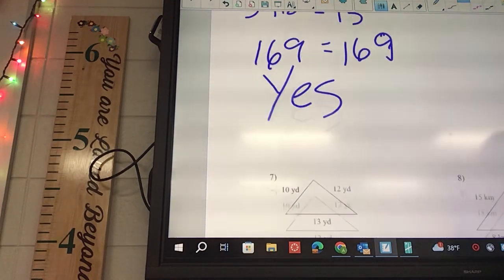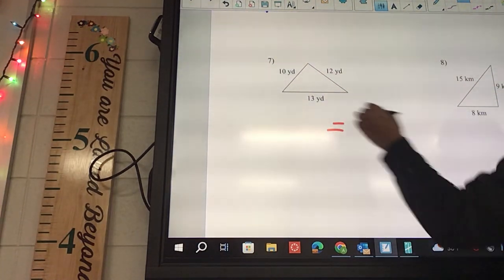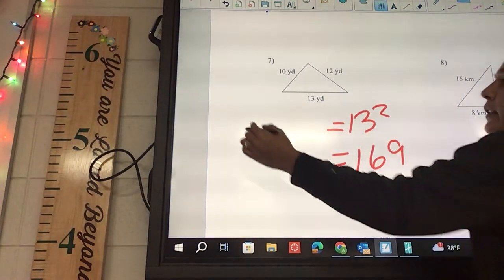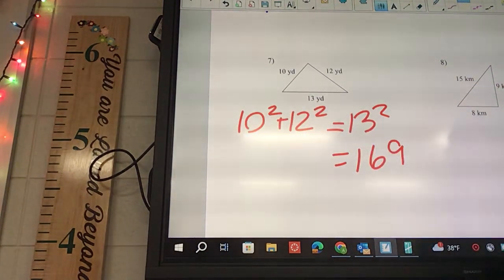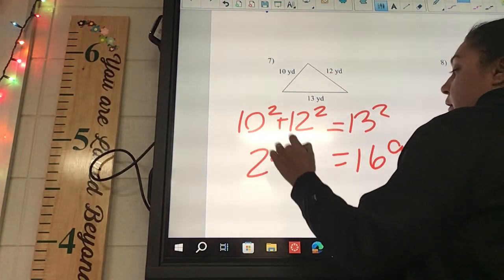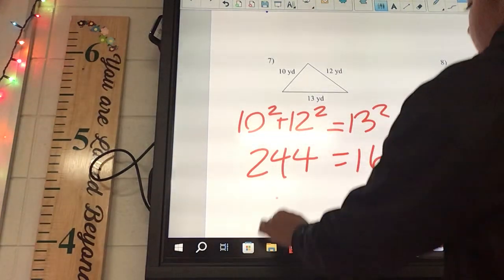Number 7. Which one is going to be my C? 13, which again is 169. On the other side of that, you're going to get 10 squared plus 12 squared. 244. Does 244 equal 169? No, this is not a right triangle.